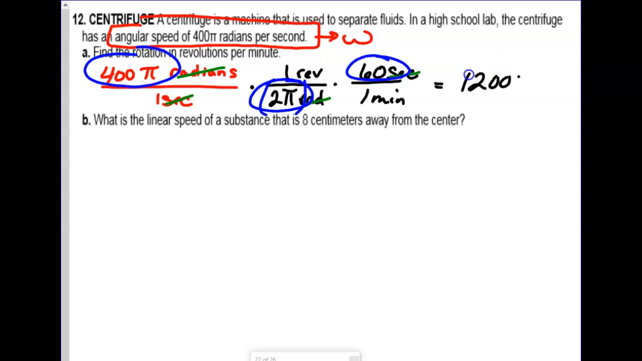And we get 12,000 RPMs. You can write out revolutions per minute, but I'm fancy like that. RPM. And that's probably a more human-friendly answer. Like, no one wants to hear about radians.